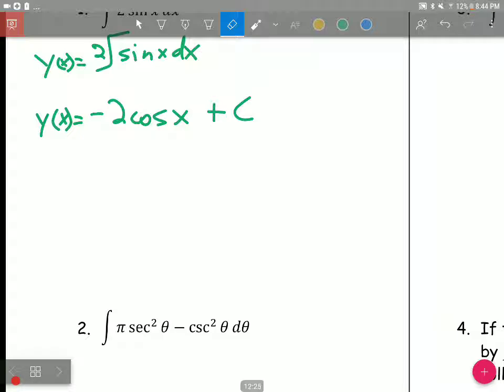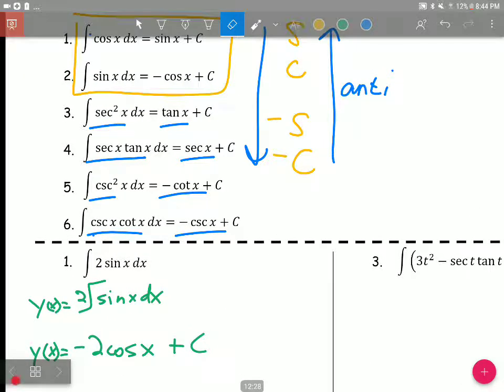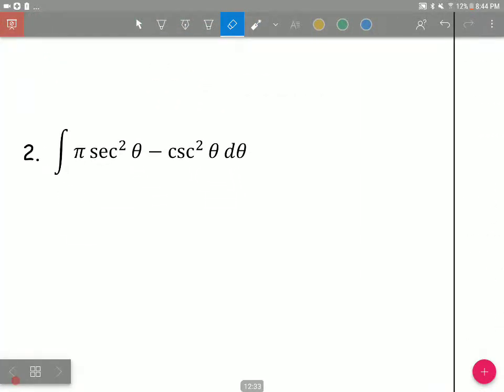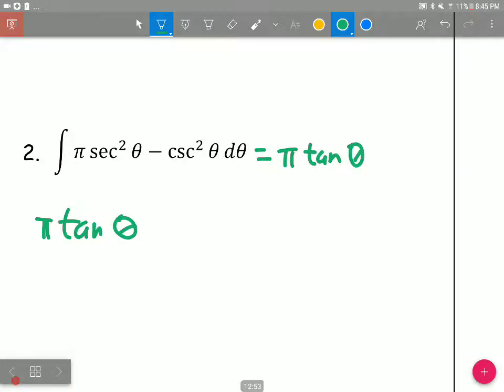Secant and cosecant. I have to go back and look at these. So the antiderivative of secant squared is tangent. Cosecant squared is negative cotangent. So that would be pi tangent theta, plus, because remember cosecant squared is negative cotangent, so that's cotangent theta plus c.